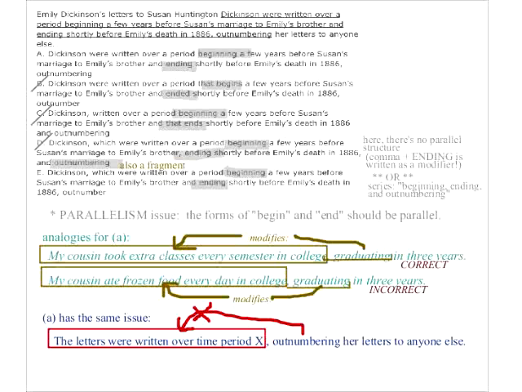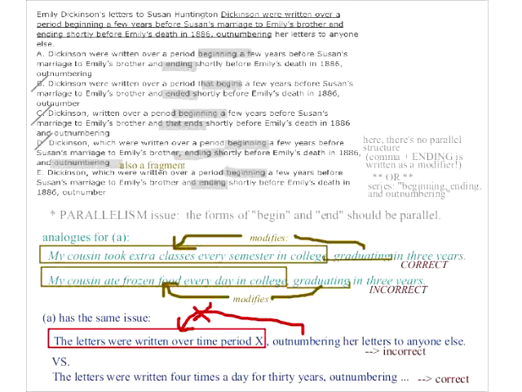Versus if you had another sentence with something like this. If you had, the letters were written 4 times a day for 30 years, comma, outnumbering her letters to anyone else, then this would be correct. Because then 4 times a day for 30 years is clearly very strongly related to the fact that these things outnumber all of her other ones. But this one, there's no relationship at all, so it doesn't make any sense. Okay, smiley face, if you guys understand this distinction here.